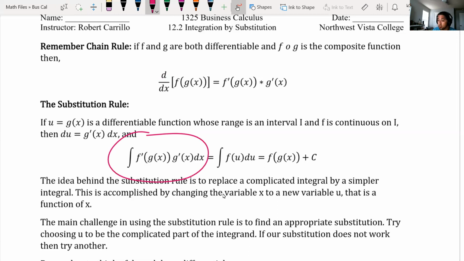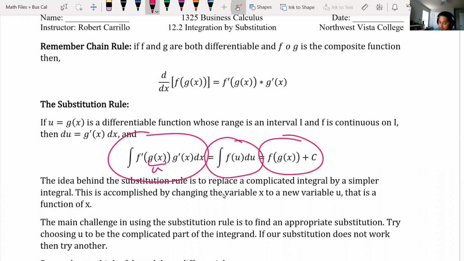If we let u equal the inside function g of x, so this is u, then we come out with an easier integral as the integral of f of u du. And once we find the antiderivative, we'll end up with f of g of x plus c. So again, we are reversing the chain rule. So we end back here.